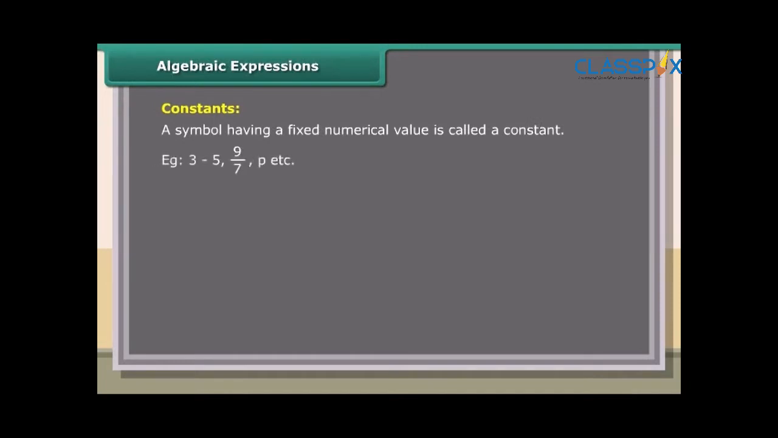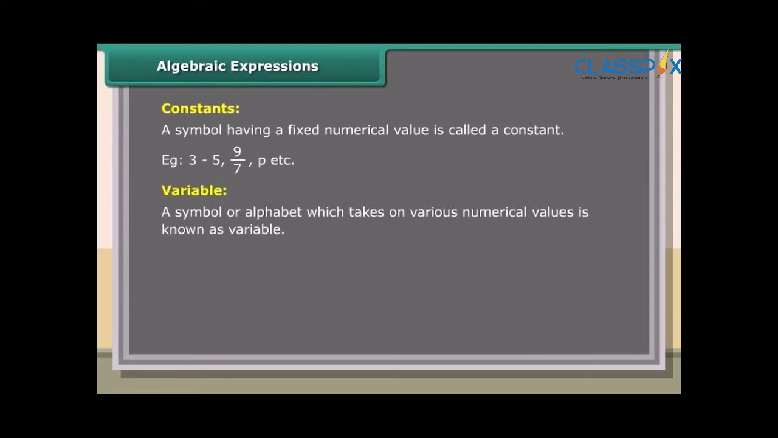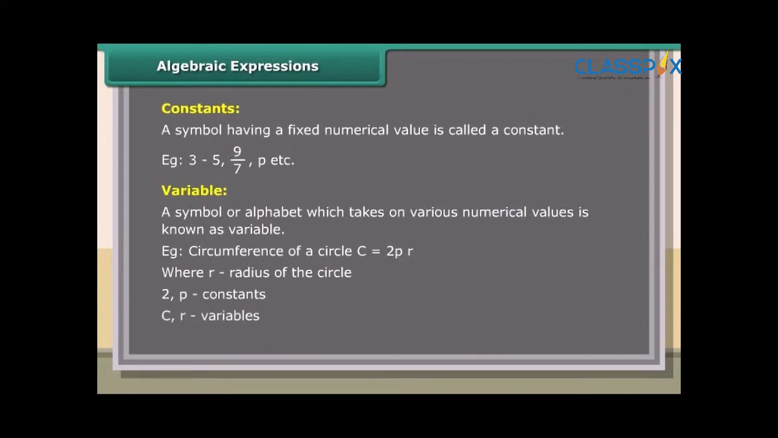Algebraic expressions. Constants. A symbol having a fixed numerical value is called a constant. Example, 3, minus 5, 9 upon 7, pi, etc. Variable. A symbol or alphabet which takes on various numerical values is known as a variable. Example, circumference of a circle C is equal to 2πr, where r is the radius of the circle. 2π is a constant, C and r are variables.